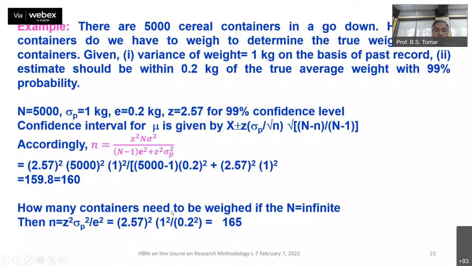How many containers need to be weighed if N equal to infinite? You can remove the term for the sample multiplying factor. It becomes 165. So you see here, because your population is so big, the sample size does not make much difference. Instead of 160, you get 165. So to predict the mean for 5,000 samples, you need to weigh only 160 samples.